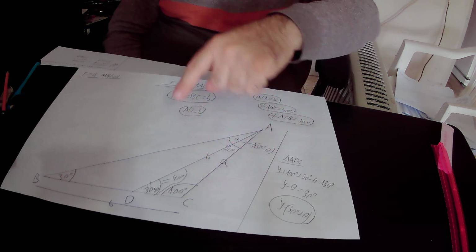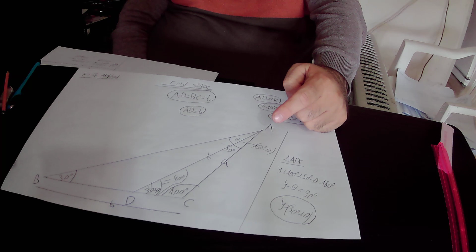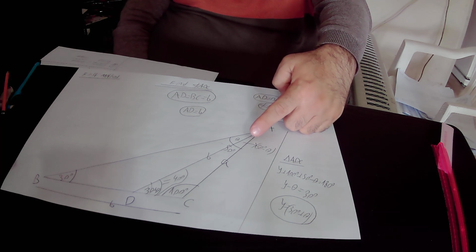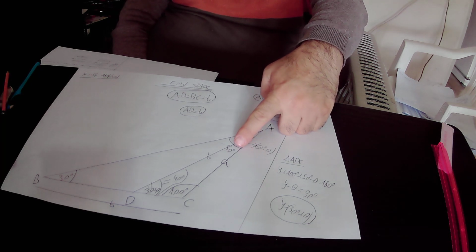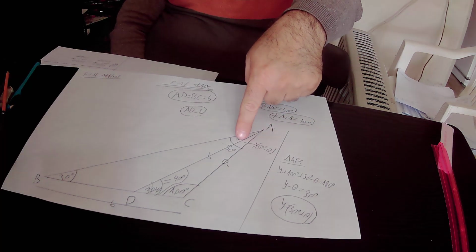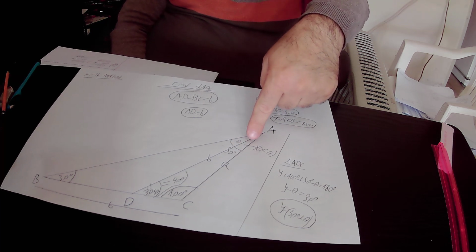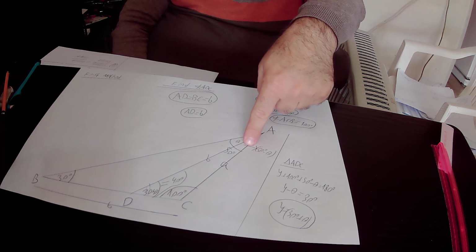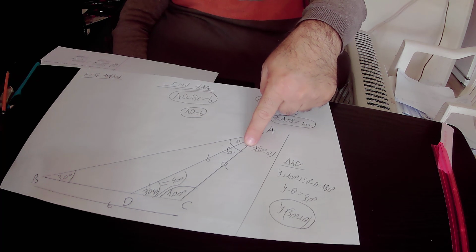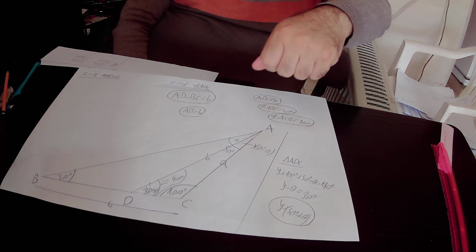This is triangle ADC. But before that, we just found out that angle BAC, this angle, equals 50 degrees. So if we define angle BAD, this angle, as angle theta, then 50 degrees minus theta will give us the value of this angle. That is to say, angle DAC equals 50 degrees minus theta.